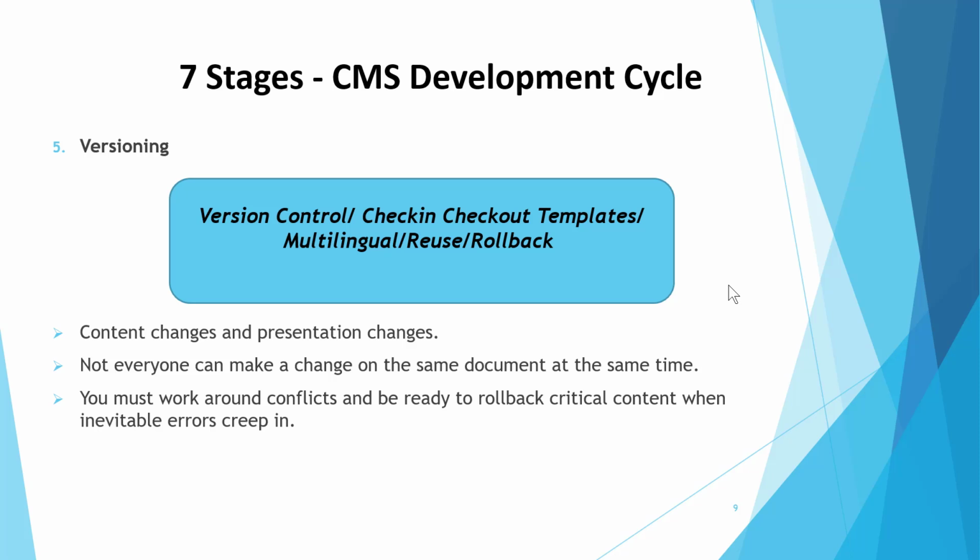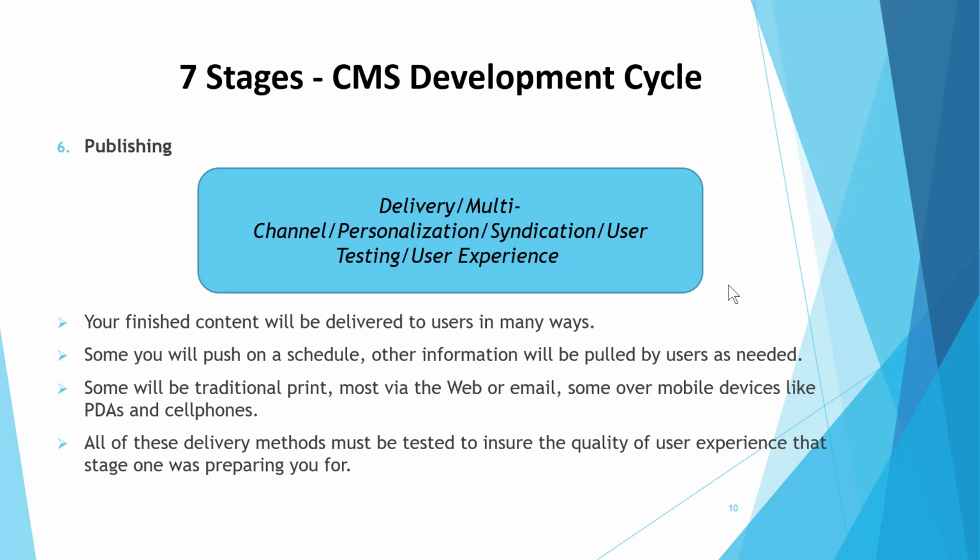Okay, and after versioning, again, the publishing. So which version is you want to publish? Okay, what type of a link that you want to attach to another website. Okay, and then everything need to be tested before it's gonna be published to the public.